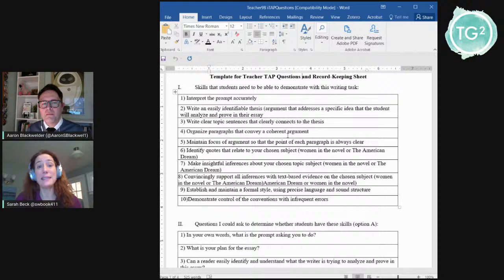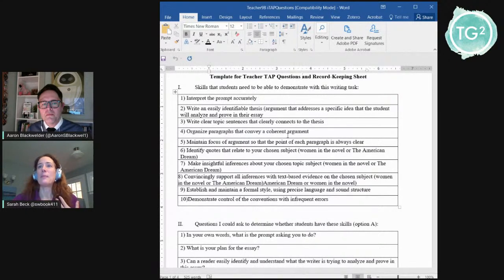And of course, you can't assess 10 skills in a dialogic assessment session, but it gave him a menu to work with so that when he was working with different students, he could sort of pick from this menu and see which student needed to focus on which skill in a particular session.